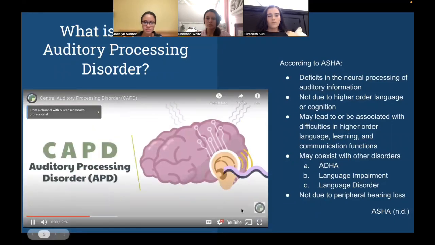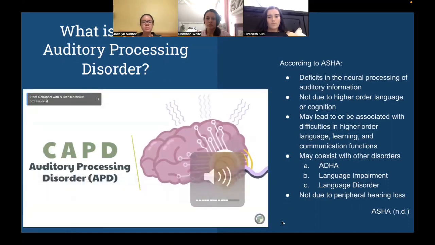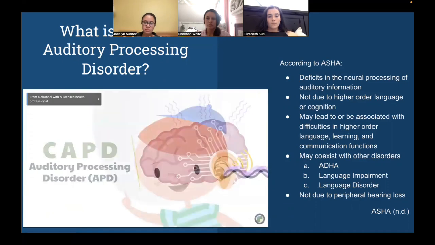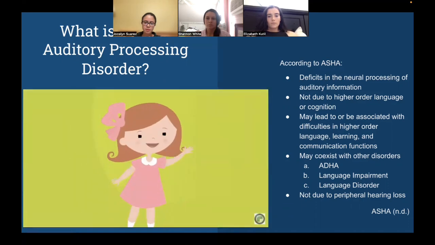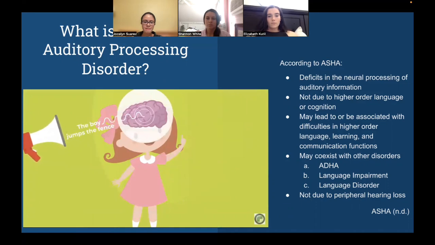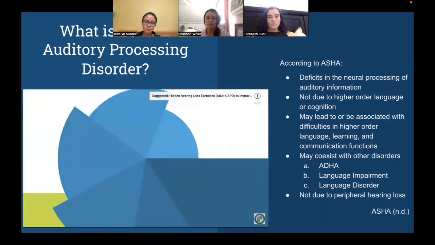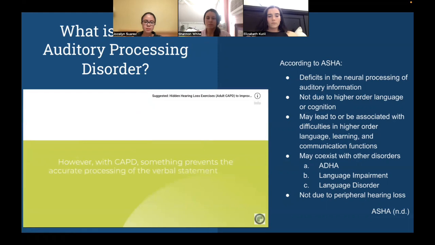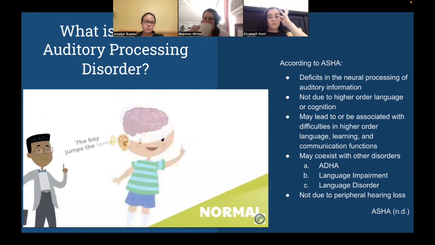Results from deficits in the brain pathways responsible, or APD, results from deficits in the brain pathways responsible for processing sound. There is no hearing loss or any problems with the ear itself. In a normal individual, if the statement, "the boy jumps the fence," is verbalized, the auditory cortex of the brain correctly processes the sound and the person comprehends the statement, "the boy jumps the fence." However, with CAPD, something prevents the accurate processing of the verbal statement made even though the ear properly hears the sound. The boy jumps the fence.